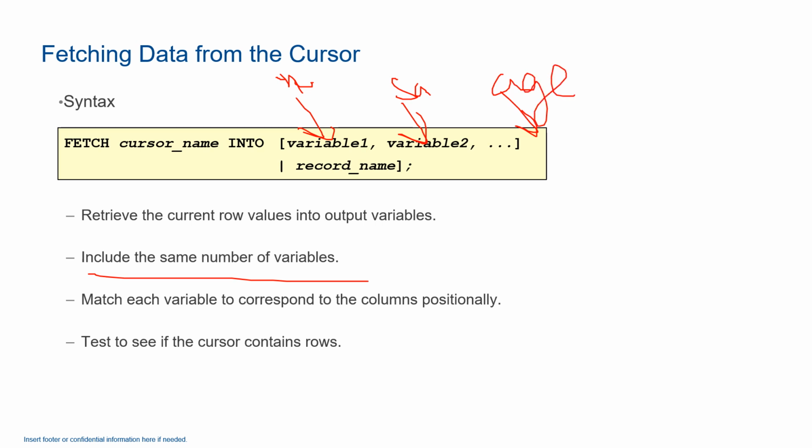So we have to explicitly test to see if the cursor contains rows. And now we can use an SQL attribute, which is %NOTFOUND or %FOUND, to test whether there are any more rows or all the rows are completed.